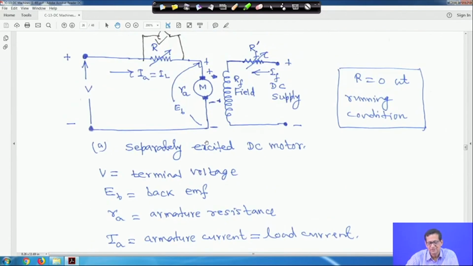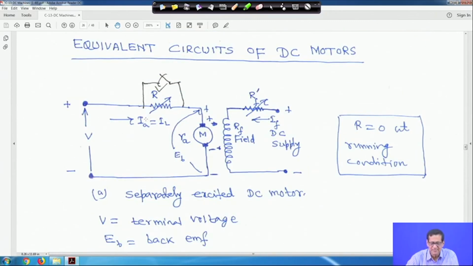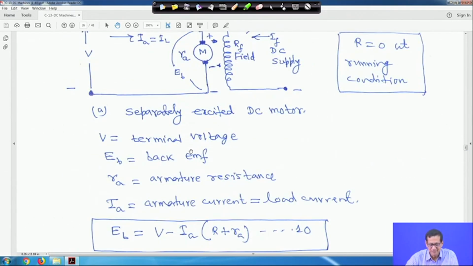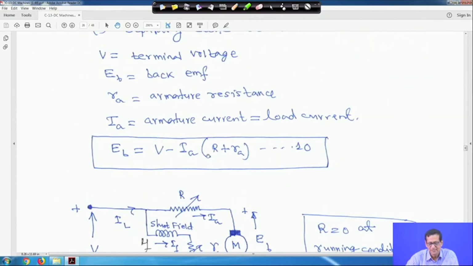I put a question to you: how can you measure the armature resistance of a DC machine in the laboratory? You think about it, right. So, IA, the armature current, is equal to the load current, and EB is equal to V minus IA into R plus RA. Of course, at running condition R is equal to 0. If you apply KVL in this circuit, with polarity all marked, you will get EB equal to V minus IA into R plus RA, but at running condition R is equal to 0, right.